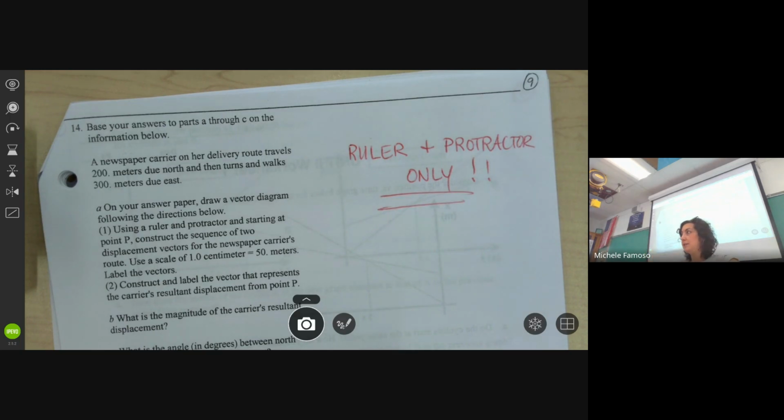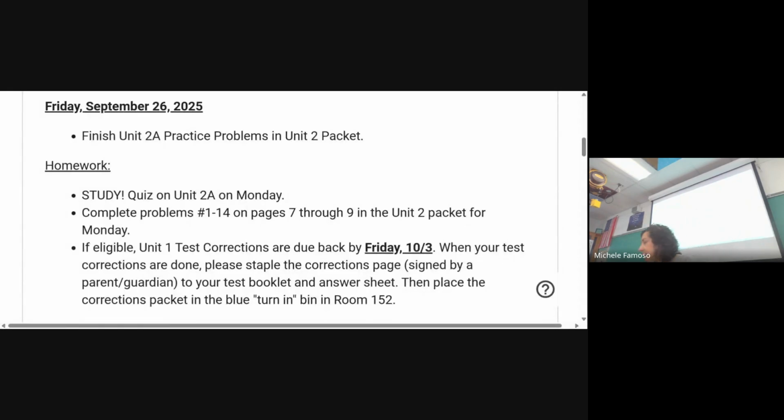Ready to talk about your tests? Test 1. Okay. First thing I want to do is talk about test corrections. I'm not going to hand it back till I talk about test corrections. On our Google Classroom, it tells you that if you're eligible to do a test correction, you have until next Friday to do it, October 3rd. Okay? You get 1 calendar week to do these. Unless there's a vacation week in there. Then, of course, I'll give you more time.